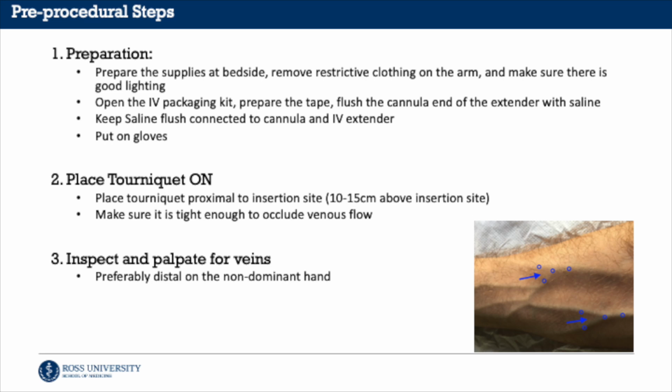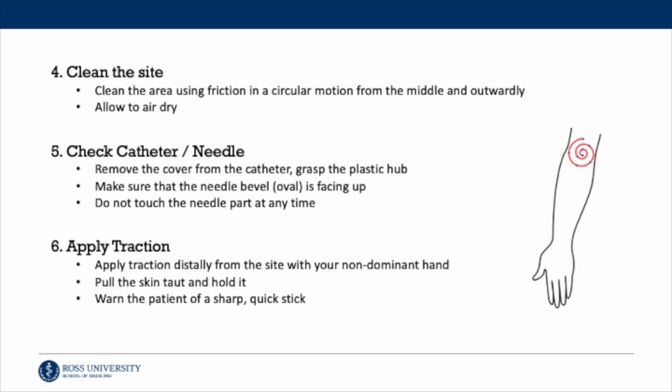Place the tourniquet on, placing the tourniquet proximal to the insertion site about 10 to 15 centimeters above. Make sure that it is tight enough to occlude venous flow. Then you're going to inspect and palpate for veins, preferably distal on the non-dominant hand. You will then clean the site using your antiseptic swabs.